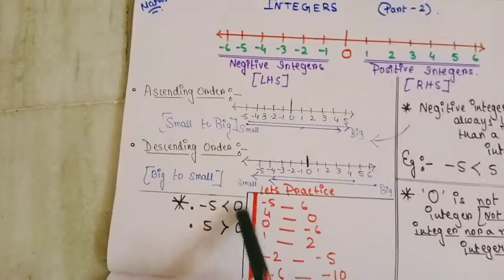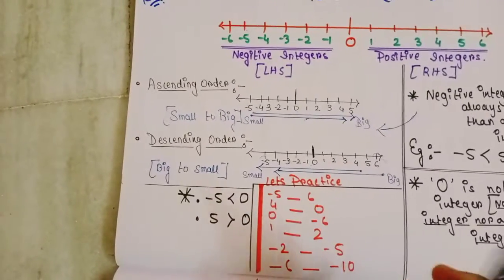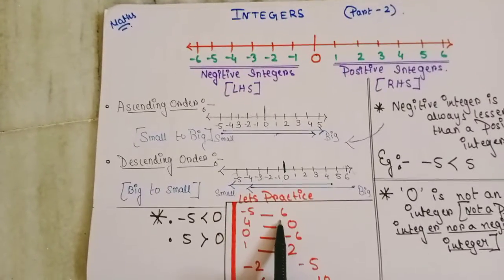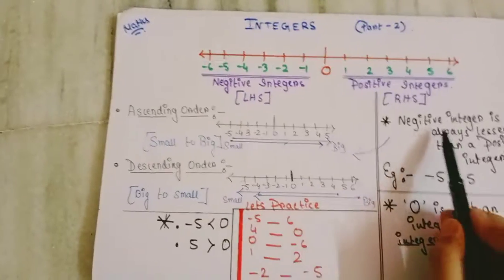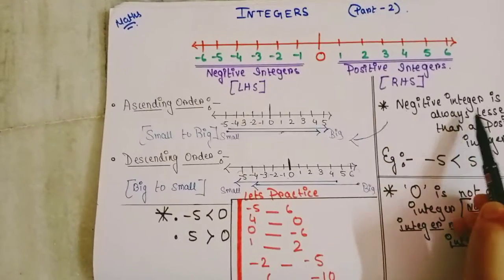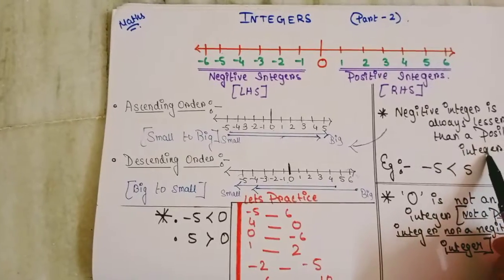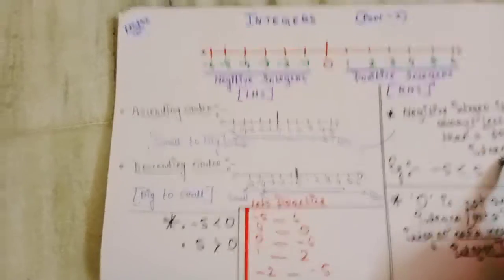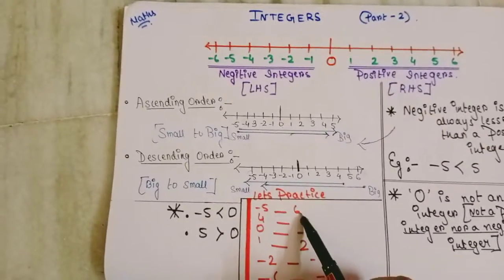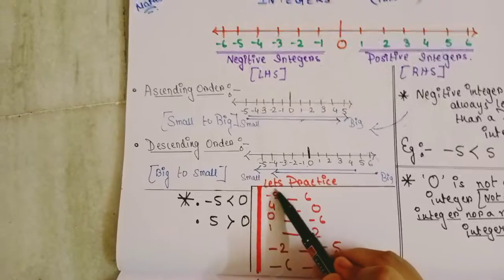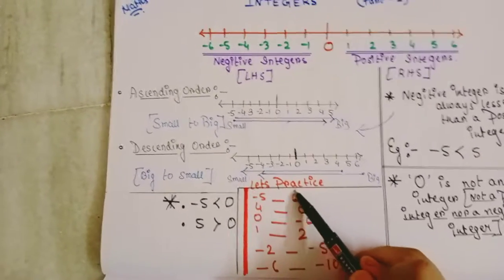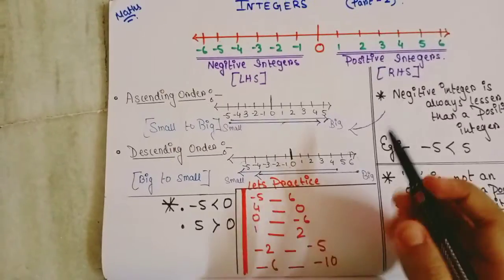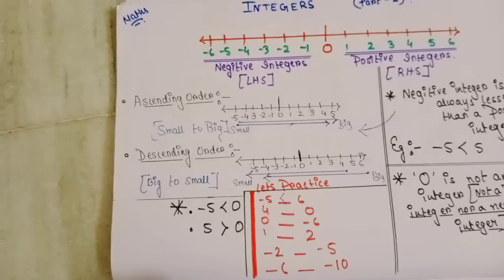Now let's practice today's worksheet. Here it is -5 and here it is 6. We have learnt that a negative integer is always lesser than a positive integer. -5 is a negative integer and +6 is a positive integer. So -5 is lesser than 6, and the answer will be this one.